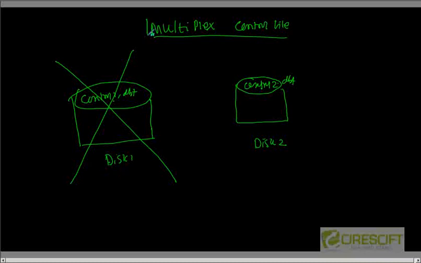So multiplexing of the control file is a must, and this is a general practice followed across production systems. So this is all about the control file. It's an important file, but not really a lot of things to talk about. And the next thing that we are going to discuss in this video is called the temp file.